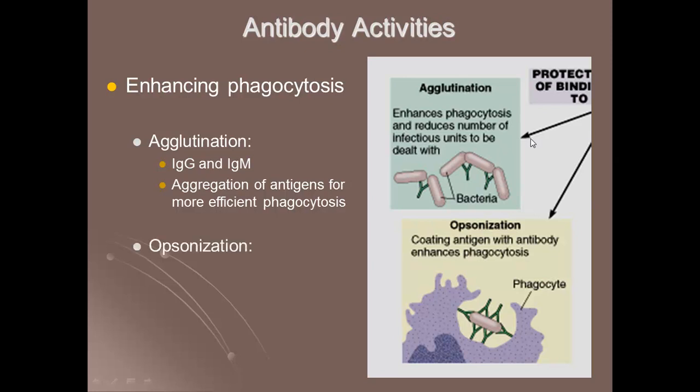The second way to enhance phagocytosis is called opsonization. Opsonization is the stimulation of phagocytosis. So you're going to put antibodies all around this bacteria. And now the phagocyte is going to come along and be like, oh, I see it. It doesn't even have to recognize that that's something foreign, and it's going to eat it up.